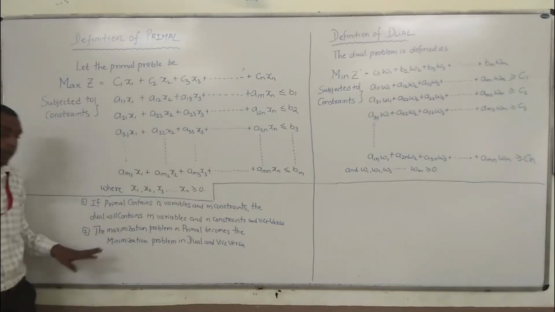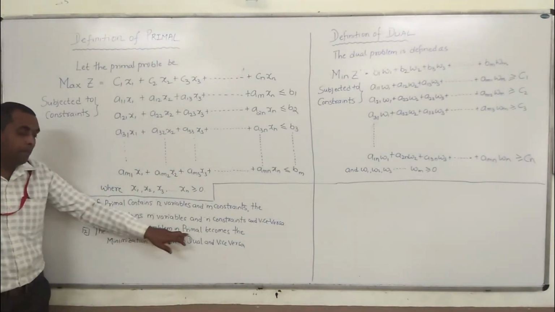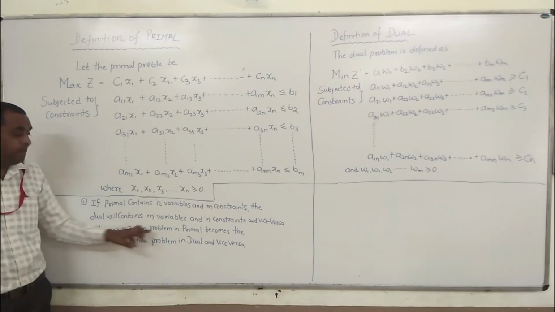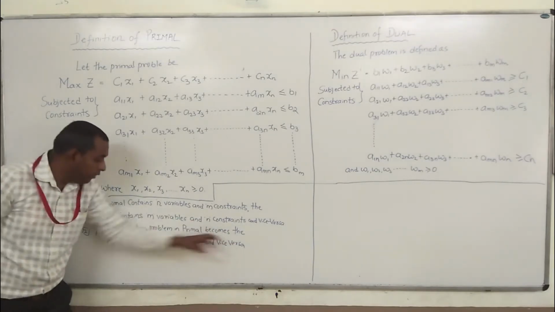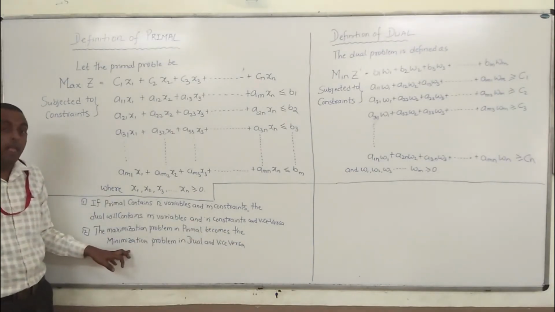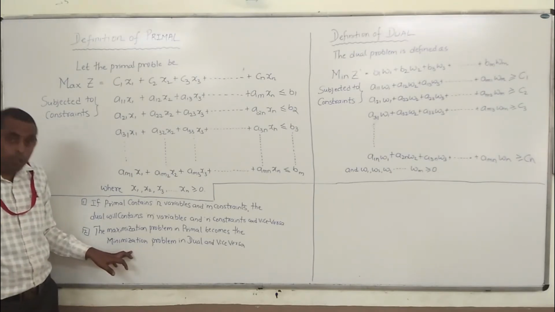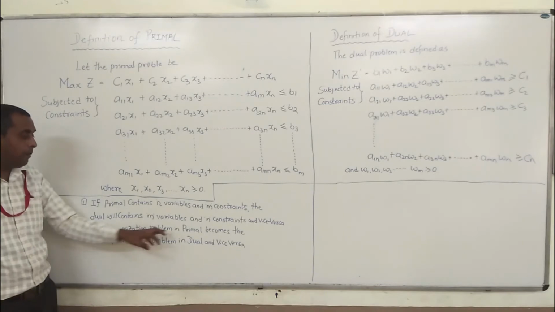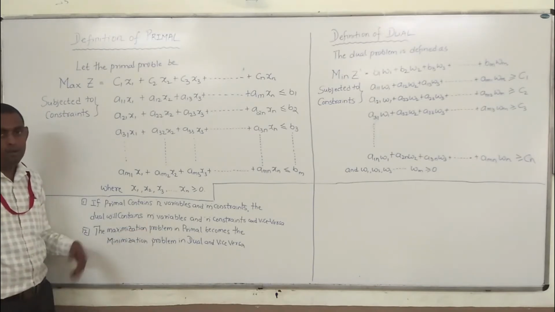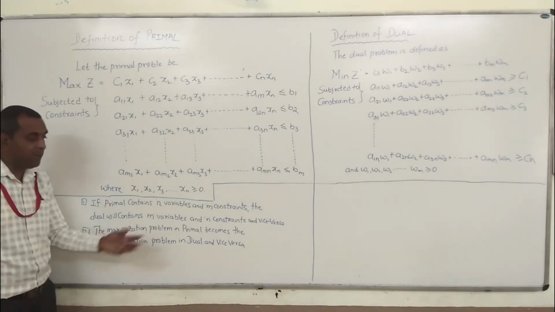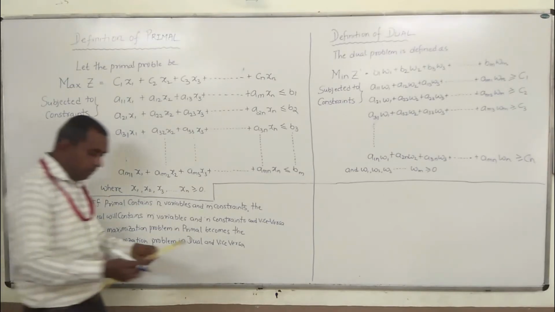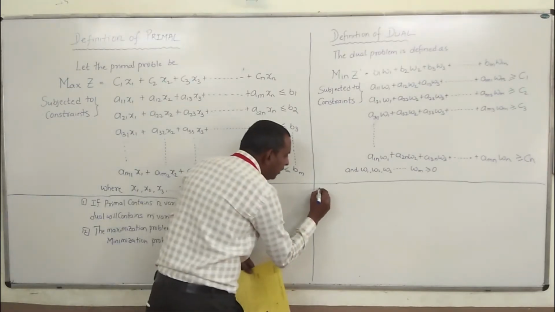Fine. If the primal has a maximization problem, the dual will be minimization. If the dual has a maximization problem, then the primal will have a minimization problem. That is what vice versa means. Then it comes to the next, the third one.